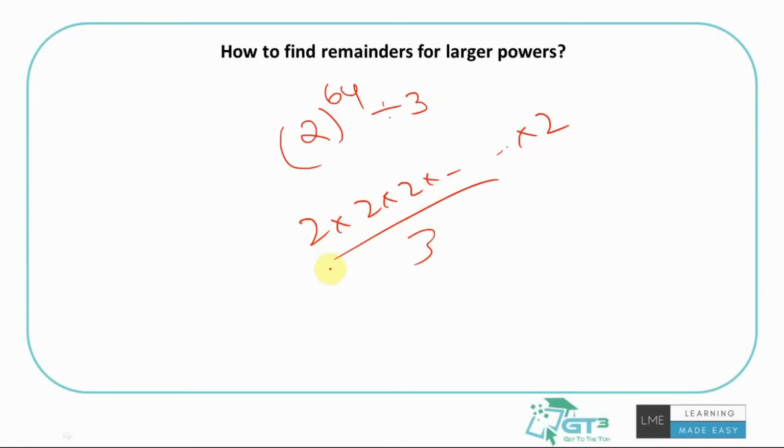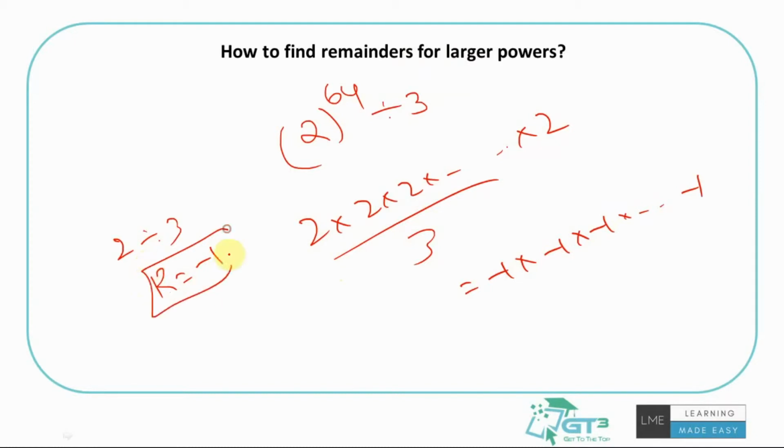Or maybe if I use negative remainder also, I can say it's minus 1 into minus 1 into minus 1 and so on up to 64 times, right? So rather what I can do is, 2 is basically the same thing. Fundamentally, when 2 is divided by 3, I can take the remainder as minus 1. So 2 power 64 is fundamentally coming down as minus 1 power 64 divided by 3. So minus 1 power 64 is 1, because it's an even power, right?